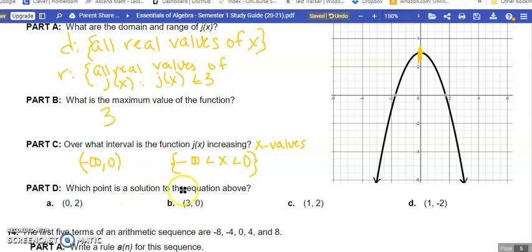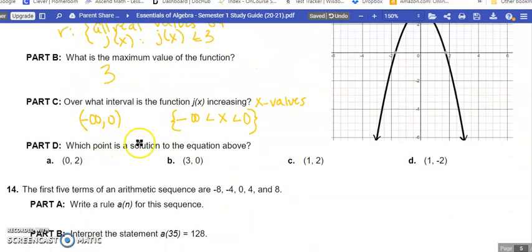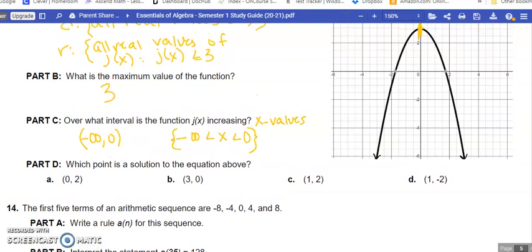All right, which point is a solution to the equation above? So basically you could look at the graph to see if it's a point on your parabola, or you can plug it in and get a true statement. So 0, 2, looking at my graph here, because I'm a visual person, 0, 2 would be right here. That is not a point on the parabola. 3, 0 over here is also not a point on the parabola. So I would say no there.